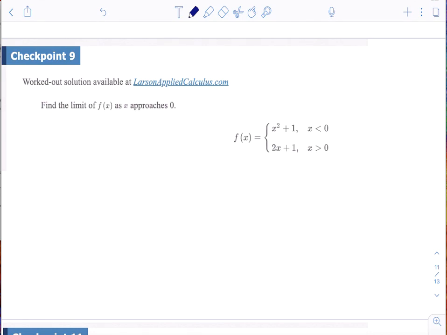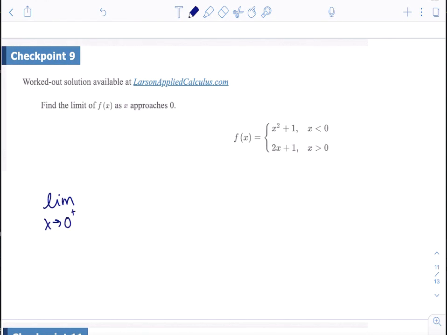So for any value of x greater than 0, we would evaluate at 2x plus 1. But the problem here is we want to know the limit as x approaches 0. And from the left and from the right of 0, we have different functions. To do a problem like this, we are going to evaluate these functions one-sided.